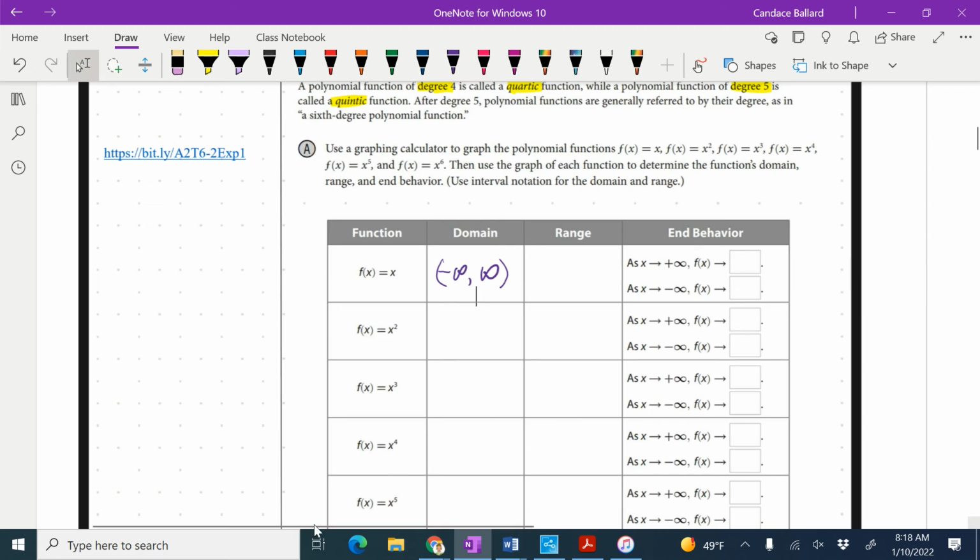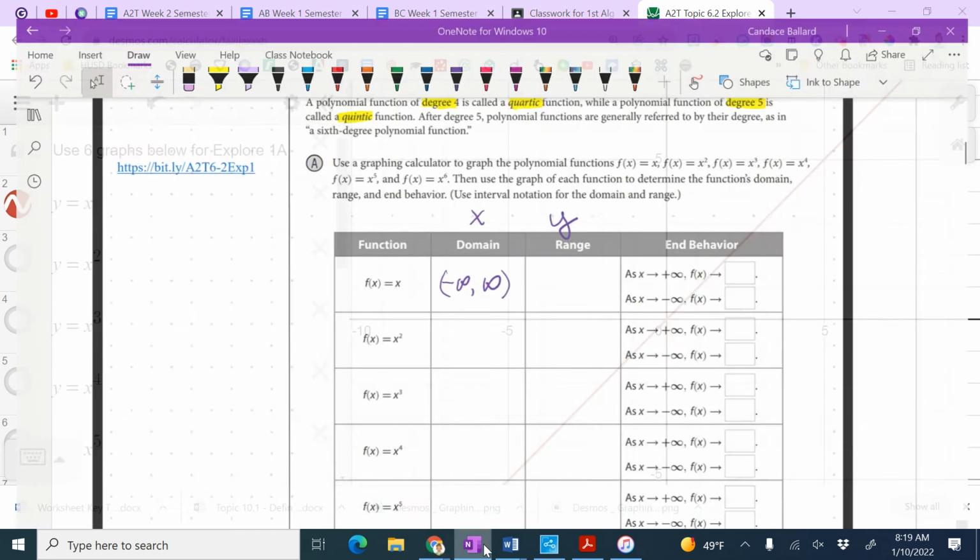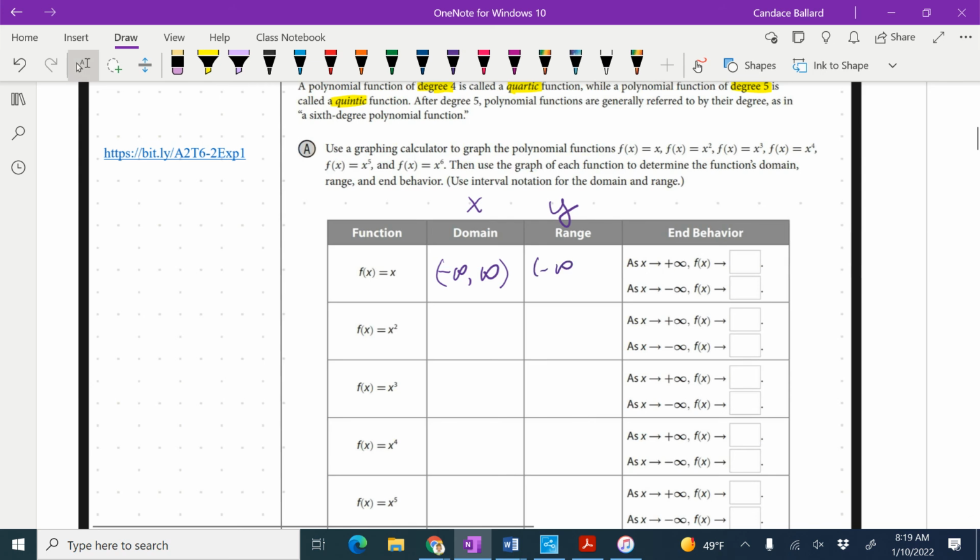The range is the y values. So remember, these are x's, these are y's. What's my smallest y value on that graph? Negative infinity. What's the biggest y value? Positive infinity. So negative infinity to positive infinity again.